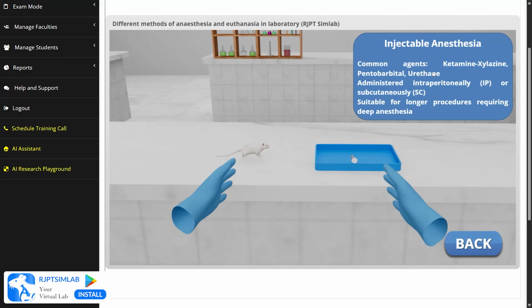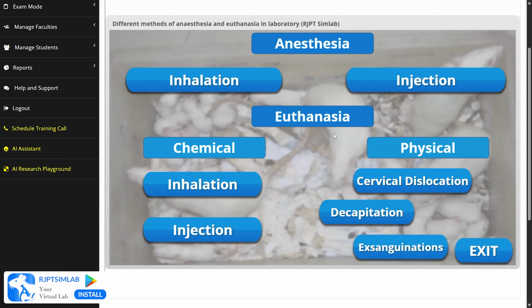The sites of administration of the drug in injectable anesthesia are the intraperitoneal region, IP, or the subcutaneous region, SC. It is suitable for longer procedures requiring deep anesthesia. This statement means that injectable anesthesia is required when there is a requirement of longer unconsciousness of the animal. So it gives a deep and longer procedure and is provided from a deep anesthesia dose. Now let's see the euthanasia process.